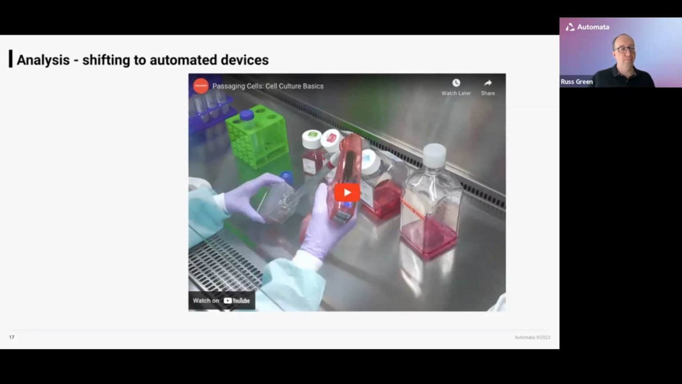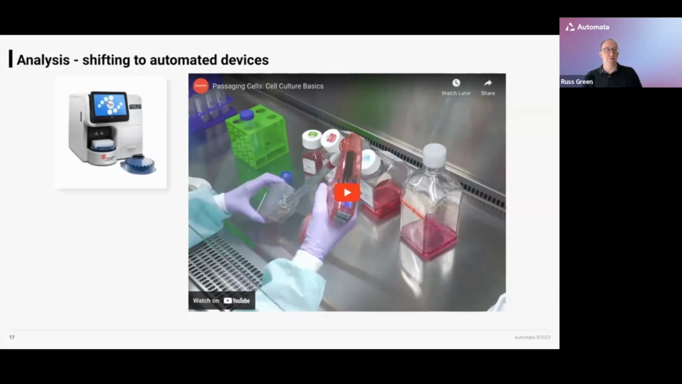And so we have to think about what kind of device. A lot of people are doing this, right? I'd be astonished if the people on the call aren't already using some kind of automated cell counter, like a Beckman Vi-CELL, which is one of the most common ones out there. But that isn't the only example.